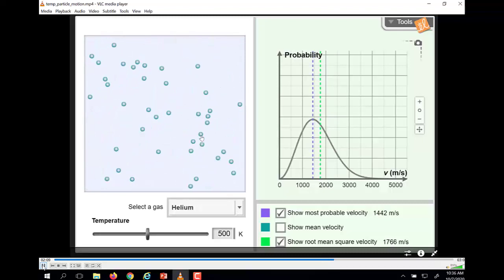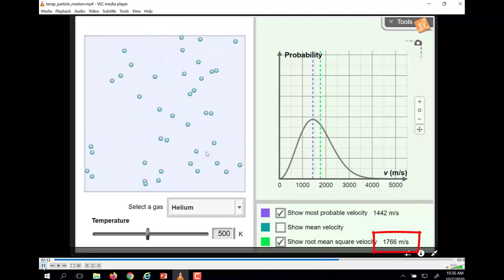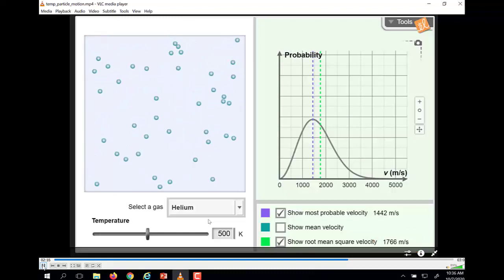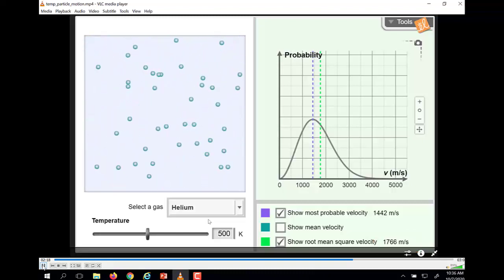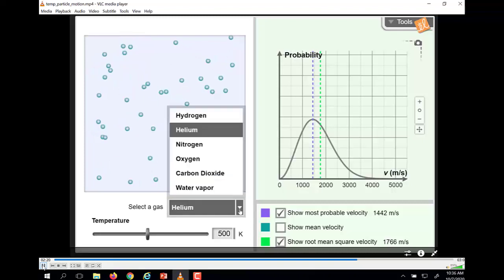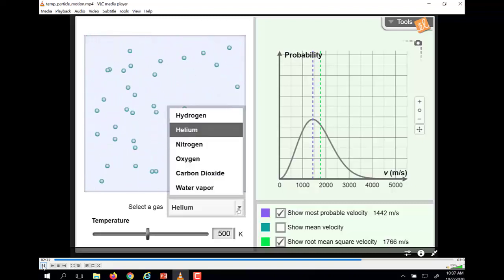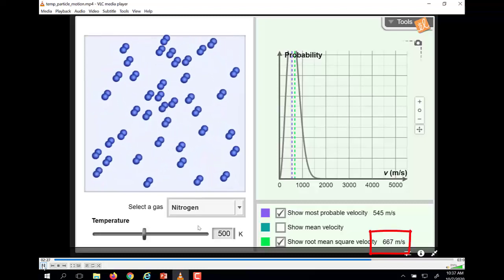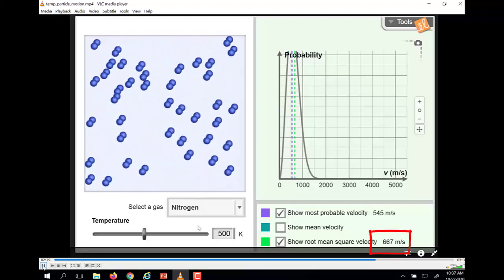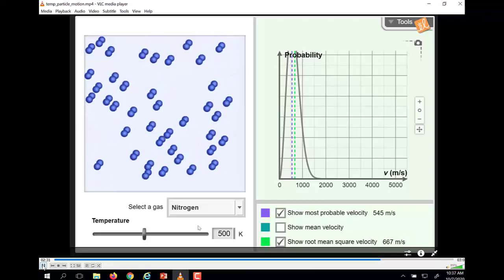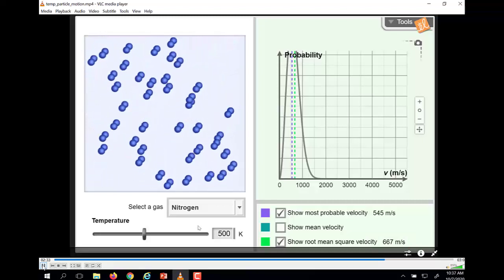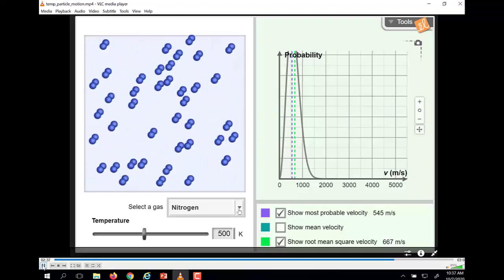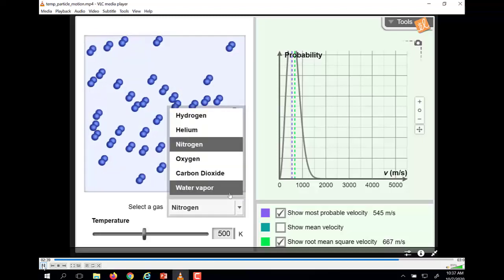And now the root mean square velocity has gone down to 1766, simply because we have more massive particles. So again, the same average kinetic energy, but a more massive particle. And then now we move to nitrogen, and you can see the root mean square velocity goes as low as 667 meters per second. And indeed, the simulation is showing that the particles are moving more slowly. So in all cases, all three gases had the same average kinetic energy, but of course they'll have different speeds.